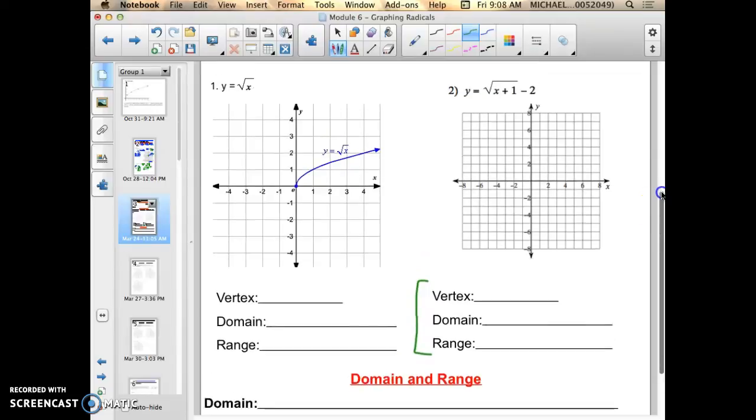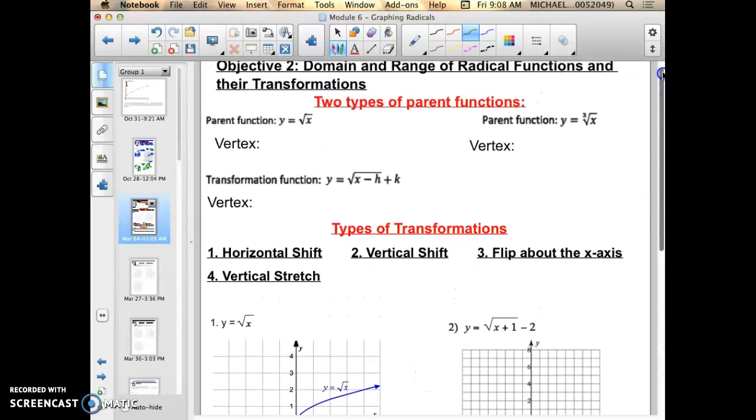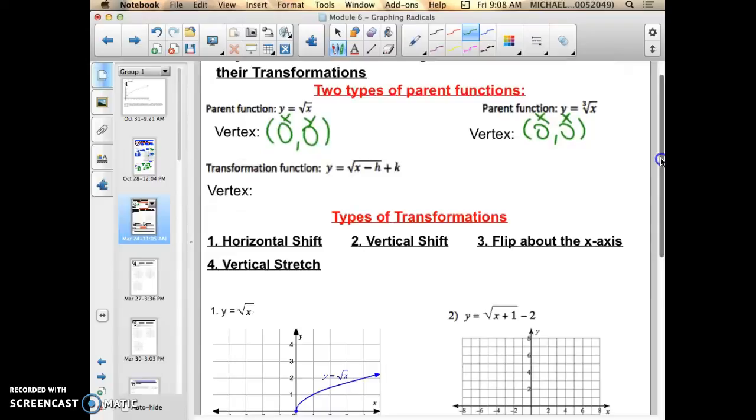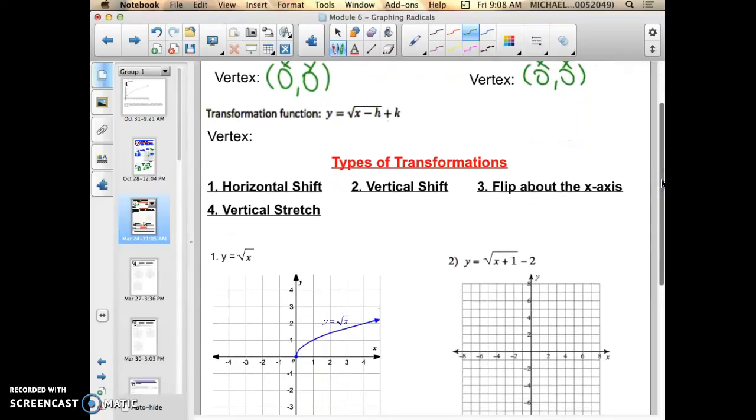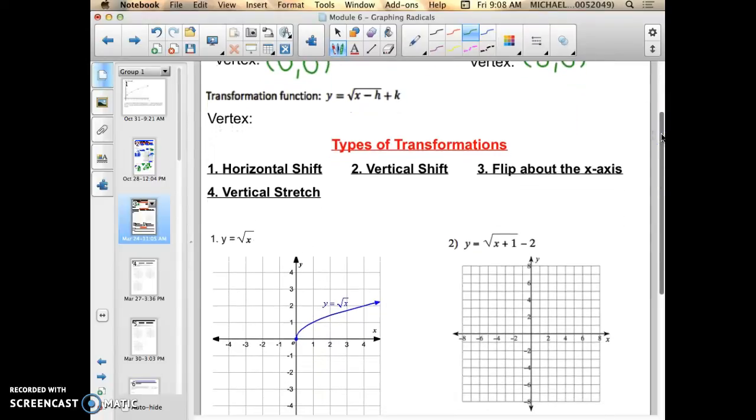All right, so to begin, the parent function y equals the square root of x. The vertex, again, which we mentioned in the last video, is 0, 0. The x and the y value. Same thing for the vertex of the cube root of x, 0, 0. And both of those are very important because you're going to be able to talk to me about the transformation of any given function based off of the vertex. And so if we get into the transformation function, this is the formula for it.